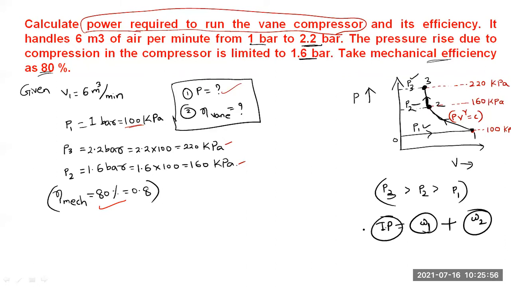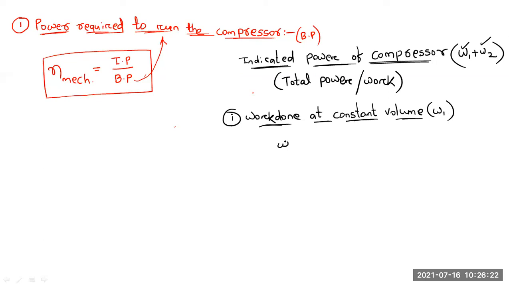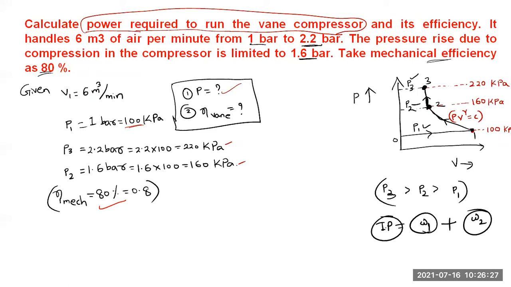Okay. So first we will calculate what is W1 and what is W2. First we will calculate work done at constant volume, that is W1. Okay, so what is the formula of W1? What is work done at constant volume? Which is the constant volume process? This process 2 to process 3. This is the constant volume process.